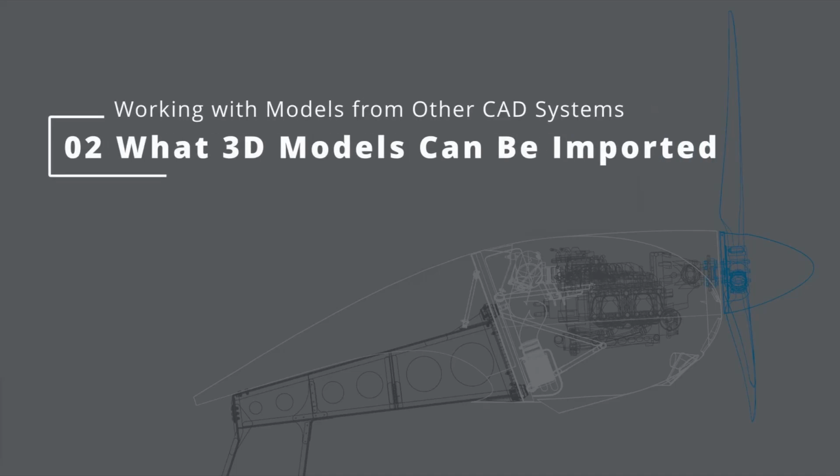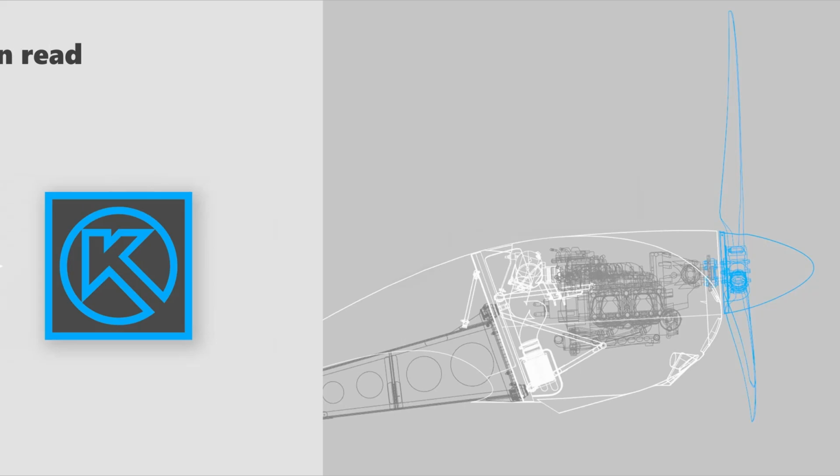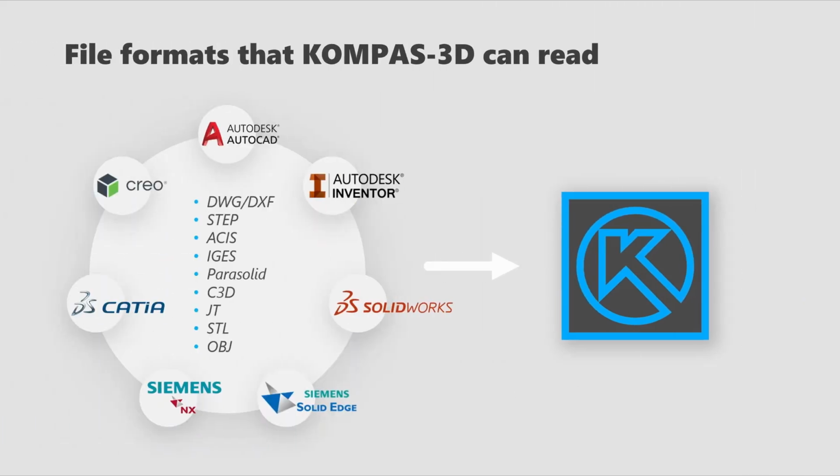In this video, you'll learn which file formats KOMPAS-3D supports for import and their key features. KOMPAS-3D allows you to open documents created in other CAD systems like AutoCAD, Creo, CATIA, NX, and others through universal formats such as STEP, JT, IGES, and so on. You can see them on the screen, and you can find information about them in the KOMPAS-3D help system.